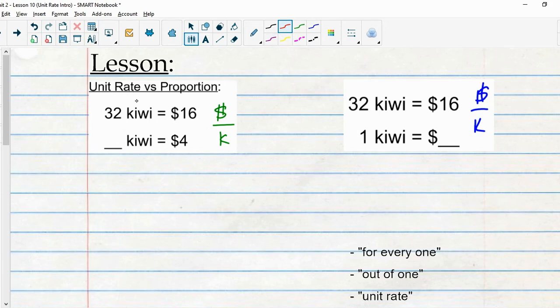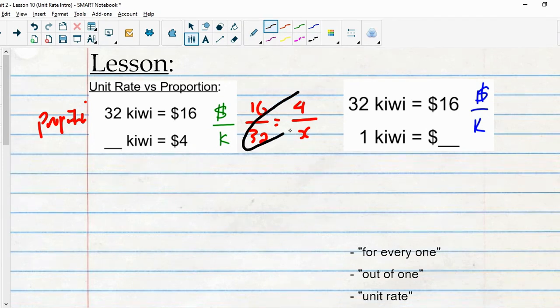All right, so now this is a proportion on the left. So let's solve it like a proportion, okay? It'll be good practice. So let's say we're setting a proportion with dollars per kiwi. So 32 kiwis is $16, okay? $16, 32 kiwis. $4 is how many kiwis? Okay, now let's just do the math. It's not rocket science.